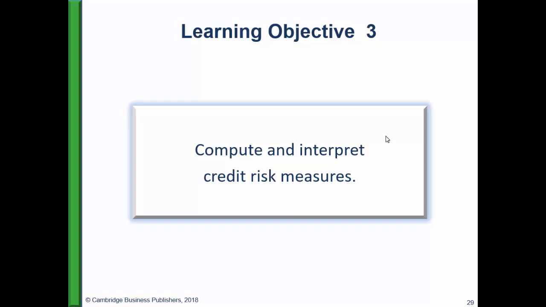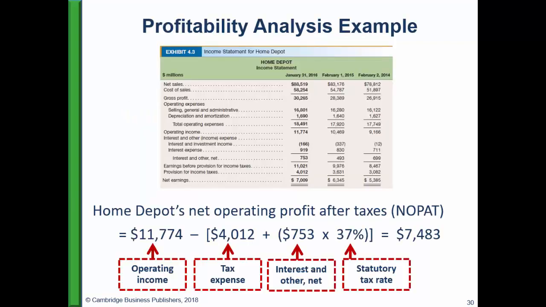Now we're going to talk a little bit about how to do your financial analysis when you're measuring credit risk. You do want to still look at profitability. Profitability is very important. If the company is not going to make profits, then how are they ever going to pay you back? And you're going to use NOPAT just like you did before.